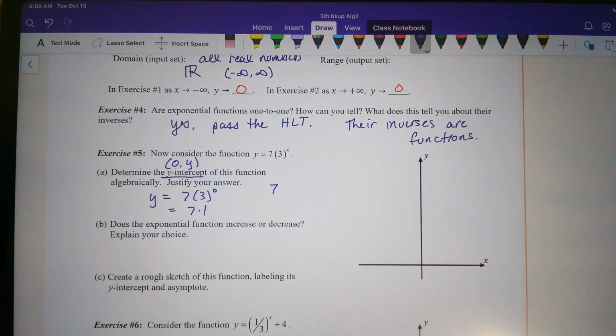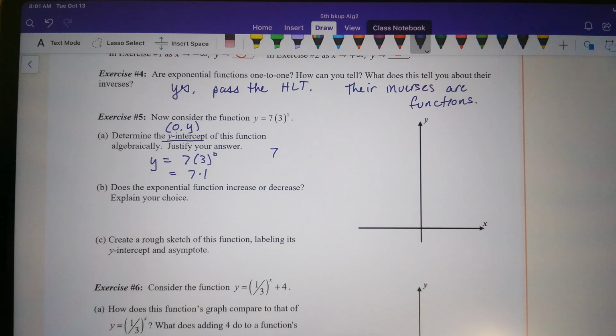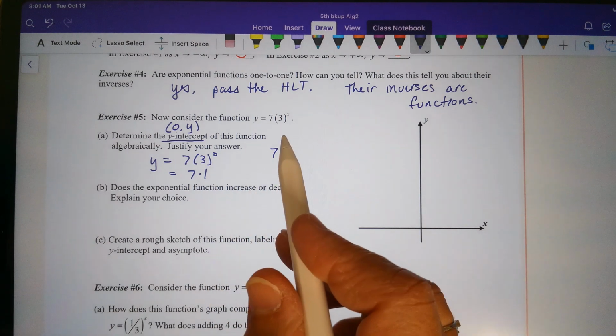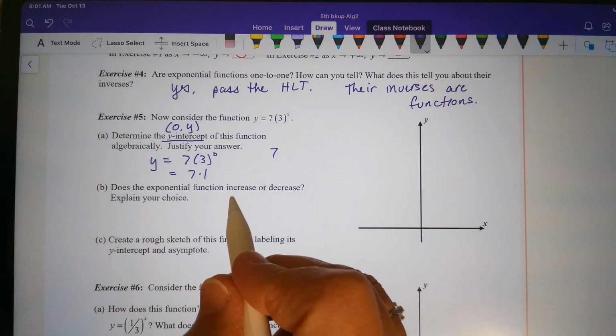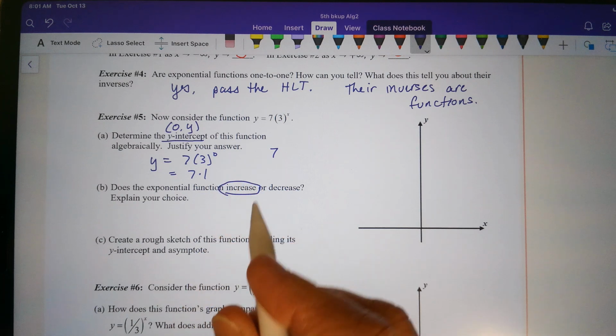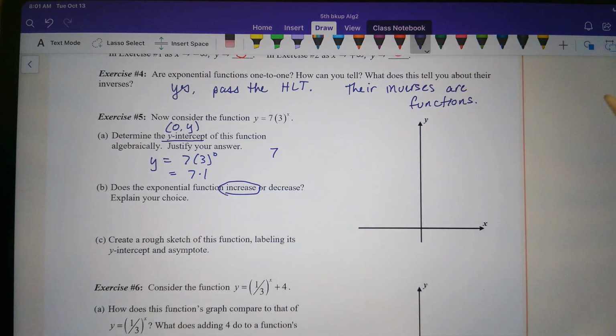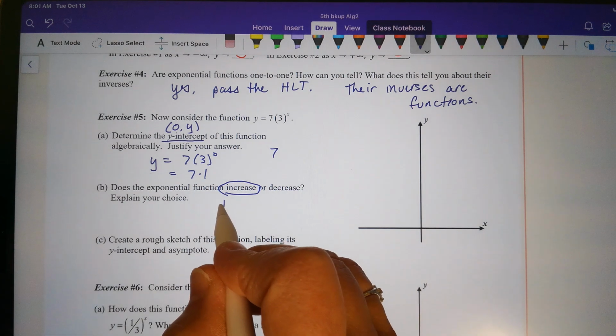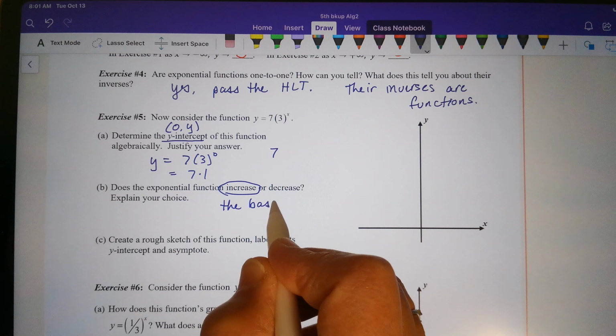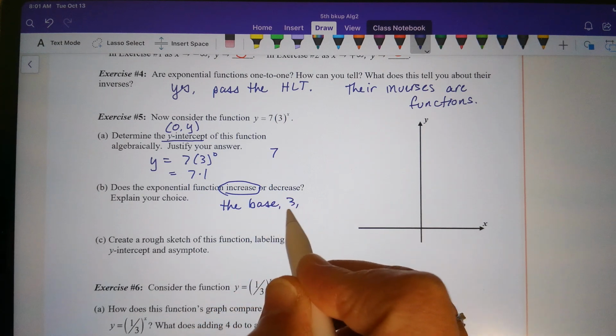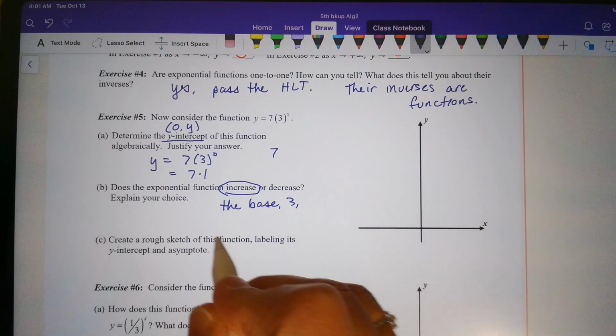Does the exponential function increase or decrease? Well, what's the base? Base is 3, so it's increasing, right? The base 3 is greater than 1.